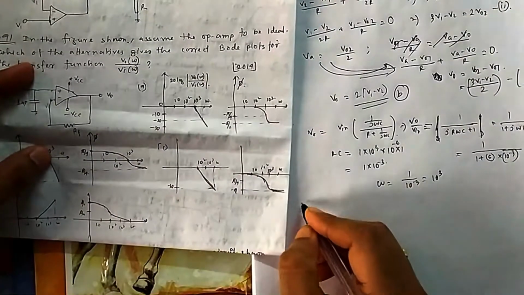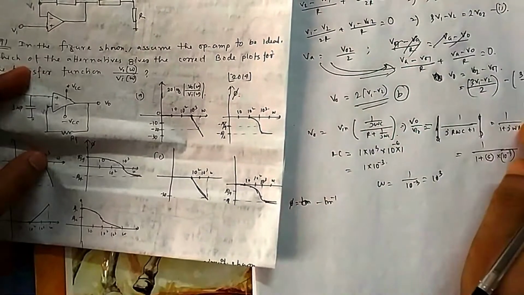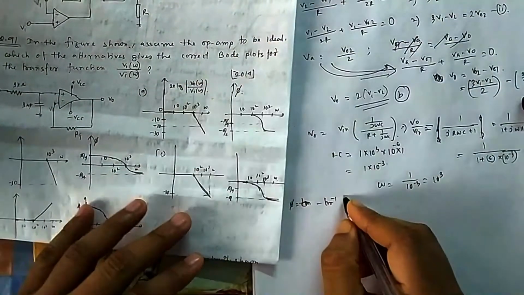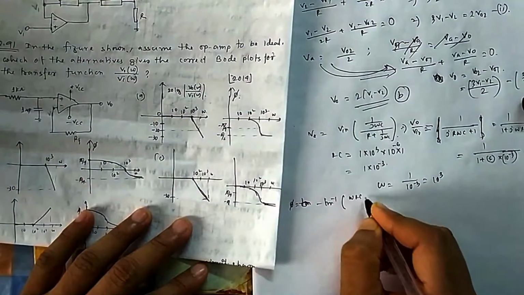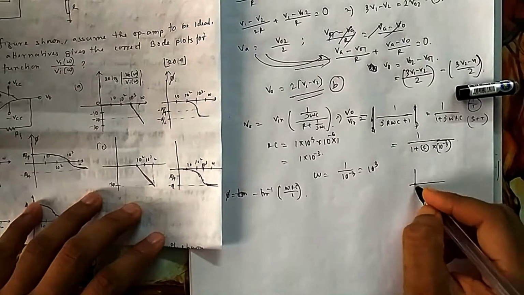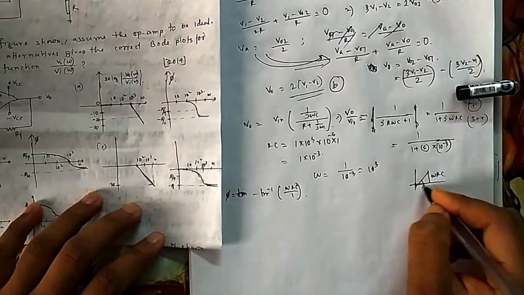Okay, now let me find the angle also. What is the angle? Phi is equal to minus tan inverse, because it is in the denominator, so it will be minus. What is the angle of this one? It is tan inverse of omega RC by 1, tan inverse of y by x, because this is of the format 1 plus j omega RC. So what is this angle? Omega RC, height by base.